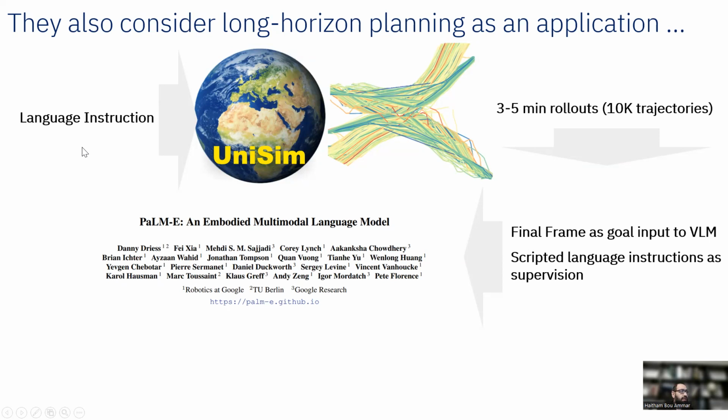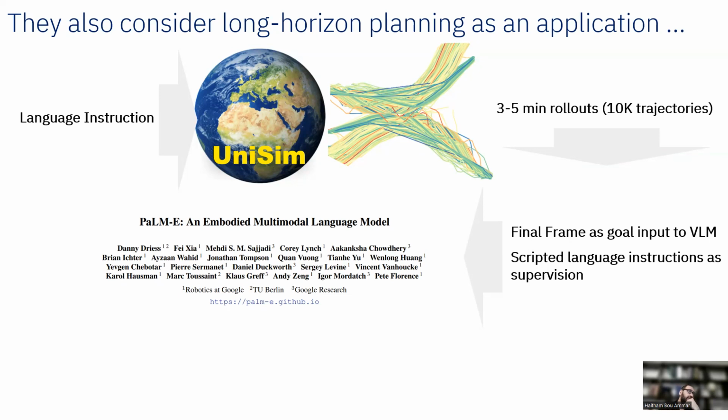So what they've done is they've taken a language instruction into Unisim, right? And then they sampled like 3 to 5 minute rollouts and about 10,000 trajectories. Then when they have sampled that, they've taken the final frame from those trajectories as the goal, right? And then they scripted language instruction as supervision, right? So kind of they did a relabeling process.